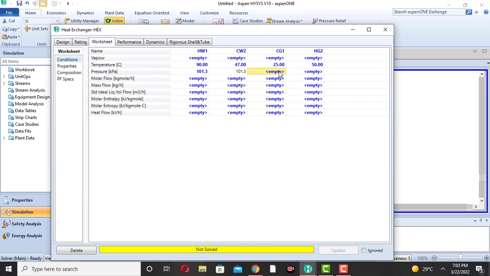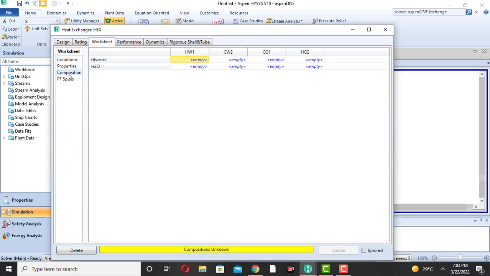This shell and tube heat exchanger is working at 1 atmospheric pressure. 1 atmospheric pressure is equal to 101 kilopascal. So the mass flow rate, you can add the mass flow rate: 100 kilogram per hour. You can add 100 kilogram per hour for glycerin, and 100 kilogram per hour for water. The composition is unknown.